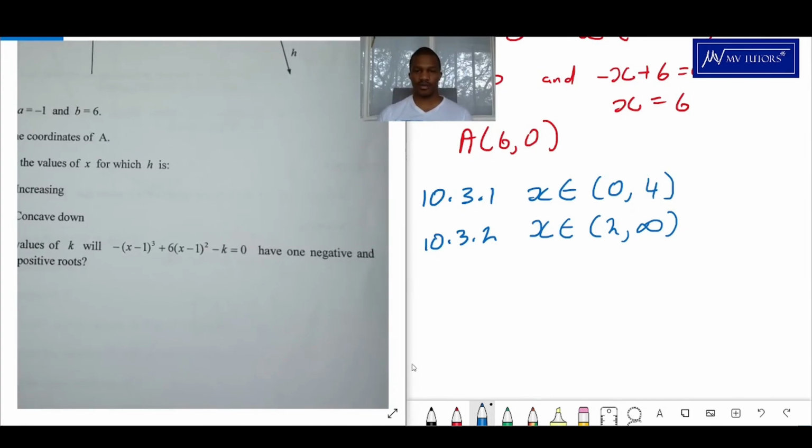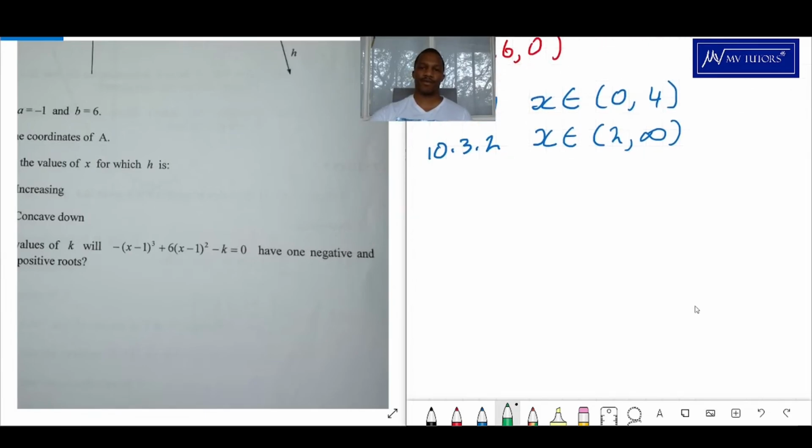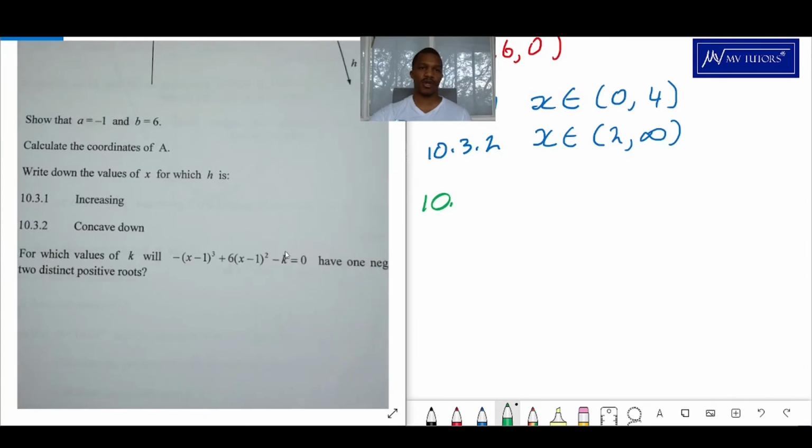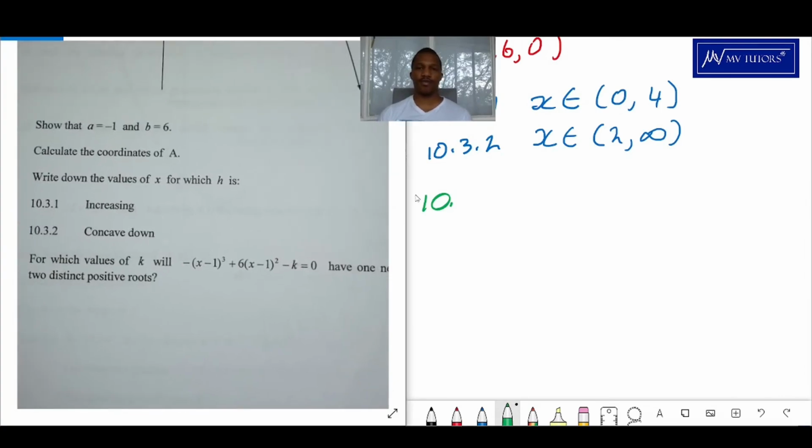Okay, let's see what's going on here. So for this one, this is 10.4. Yeah, it's 10.4. So let me just rewrite this formula so that we can see.